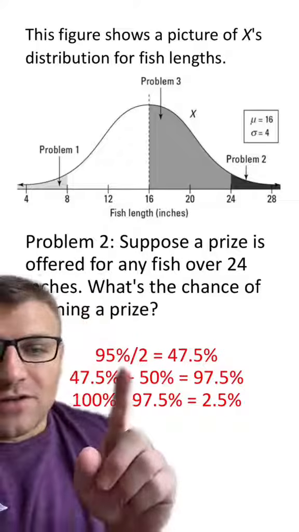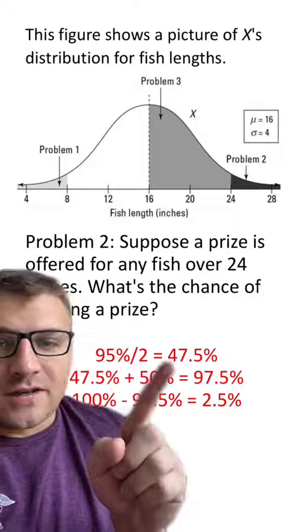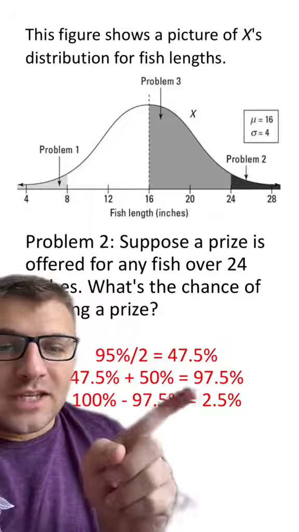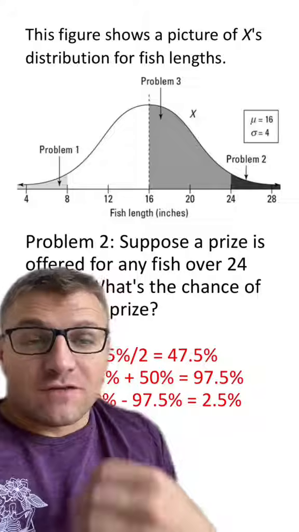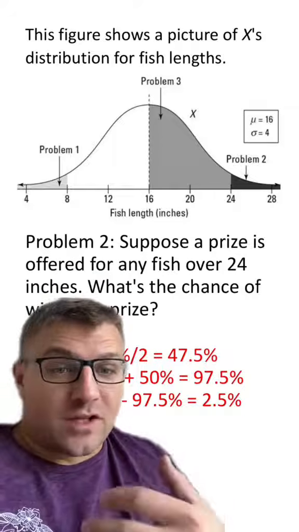You're still going to divide 95 by 2 and get 47.5, add that to 50, and you're only going to get 2.5%. So there's a 2.5% chance that you're going to catch a fish that is going to get a prize because it's over 24 inches.